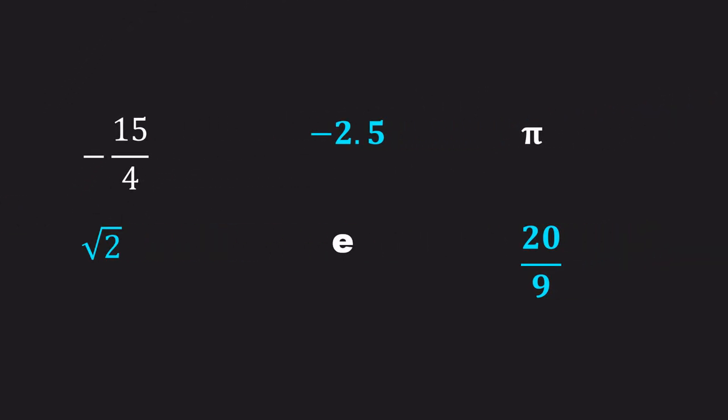Because of this, practically any real value you can pull from your imagination fits safely inside this system. Negative fractions like negative 15/4, raw decimals like negative 2.5, irrational constants like pi and Euler's number e, or radical values like the square root of 2. If it represents a real measurable coordinate space on Earth, it lives inside set R.